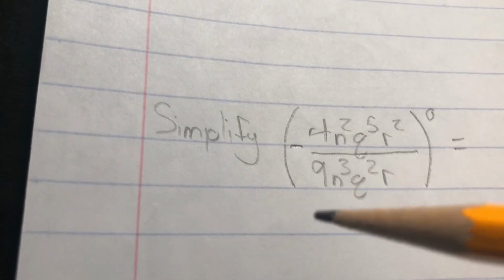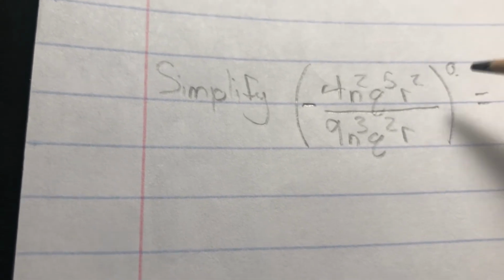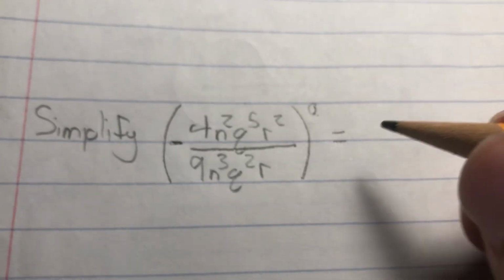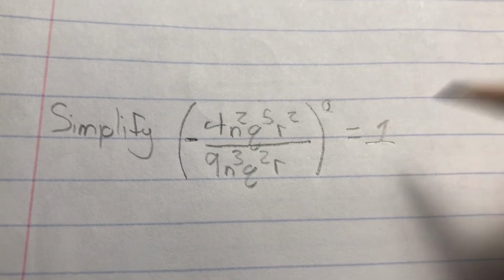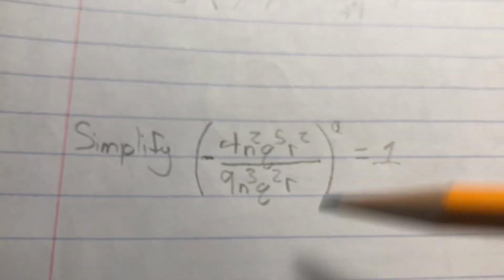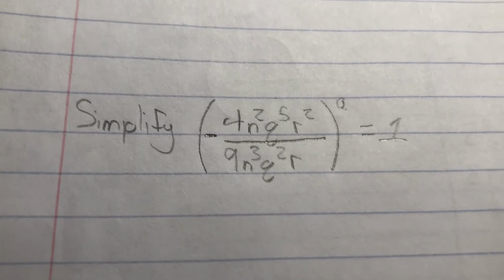Here. Now, this does look complicated until you notice this. Everything is to the power of 0. And the rule is anything to the power of 0 is 1. Okay, I could have made this look even more complicated, but anything to the power of 0, the answer is 1.